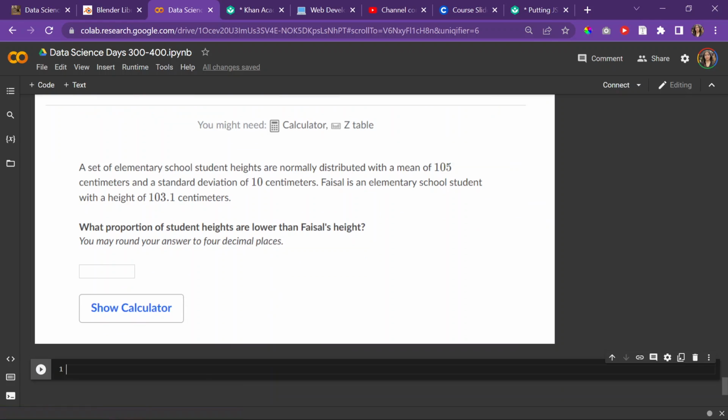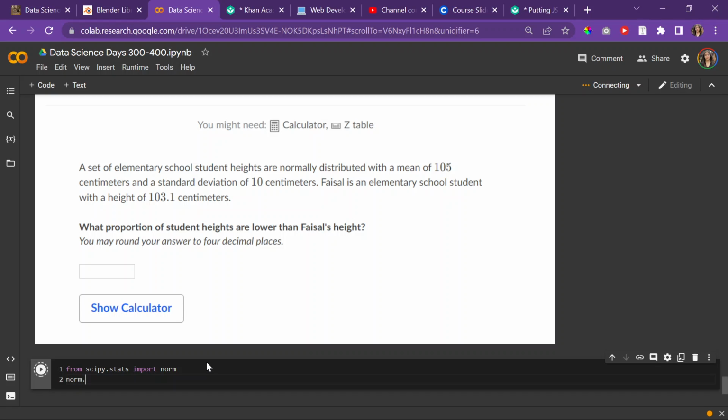basically it's asking what proportion of students' heights are lower than Faisal's height. So for this, I'm going to have to use my normal CDF function, and in Python, I can get that by importing norm from scipy.stats, and then from norm, I can do norm.cdf. And then I can put in my three values, which are my x, my mu, and then my sigma. So my x is going to be basically the point of interest, right? The point that I'm going to find the area below or above. So whatever that is, in this case, it's 103.1 centimeters.